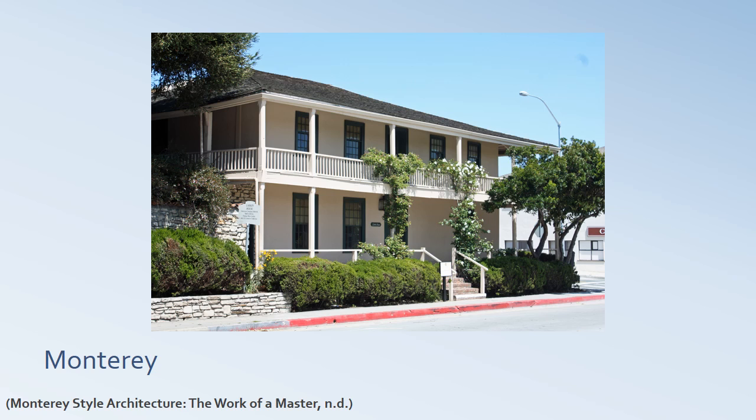Monterey started in Monterey, California. The Larkin House, which is pictured here, was the inspiration for the movement, also called Monterey Colonial and Monterey Revival. They're two-story structures that were in stark contrast to all the single-story Spanish colonial homes of the area, and they typically have an exterior balcony.